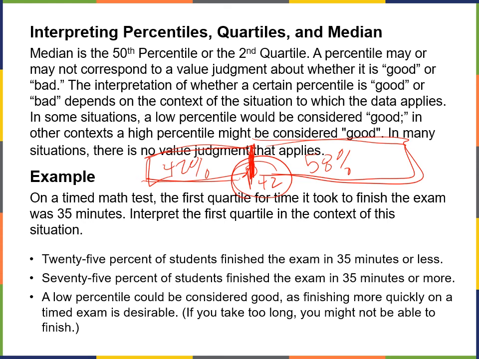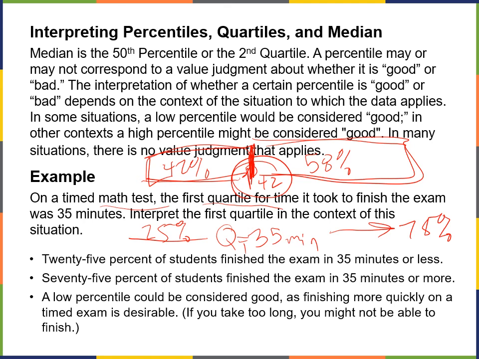So if you looked at an example of a timed math test, say the first quartile for the time it took to finish the exam was 35 minutes. What could you interpret from that? Well, if Q1 is 35 minutes, that tells me that 25% of my data values are less than that, and 75% of my data values are more than that. So that means 25% of the students finished in less than 35 minutes, and 75% of the students finished in more than 35 minutes. Is that good or bad?